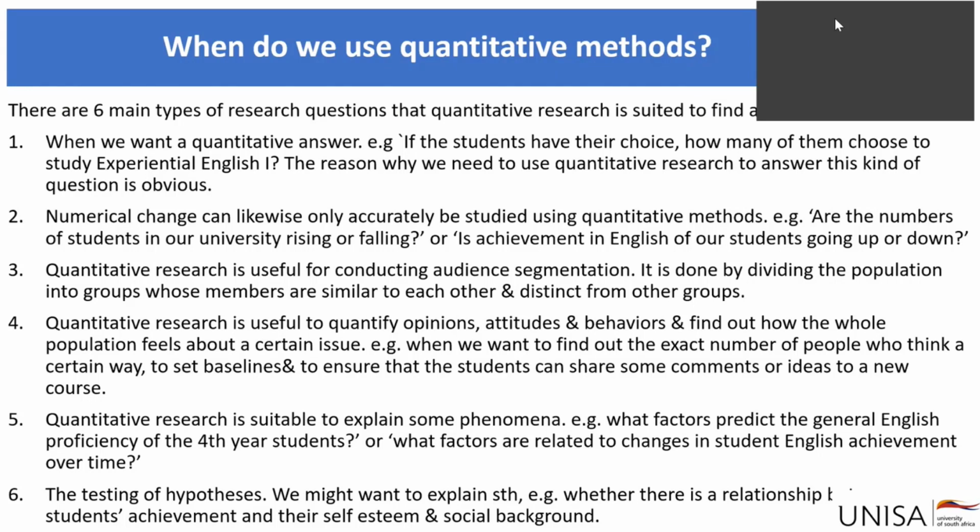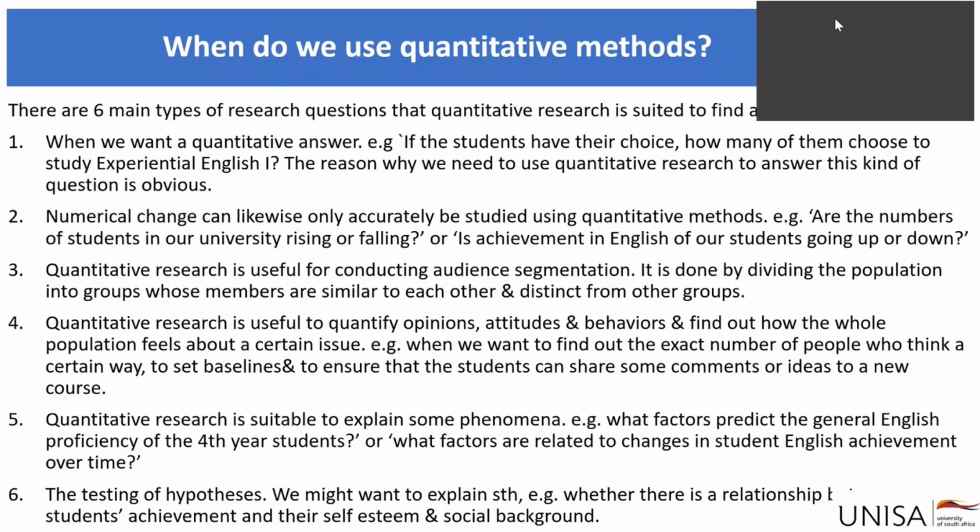First is when we want a quantitative answer, in other words, an answer that is more number based. For example, if the students have their choice, how many of them choose to study experiential English? The reason why we need quantitative research to answer this kind of question is obvious. We just want to know how many classes we need to put together, which is what the university will do. How many students are going to attend research facilitation? So that is for decision making. If you've got a question like that, which requires a quantitative answer, you then can conduct quantitative research.